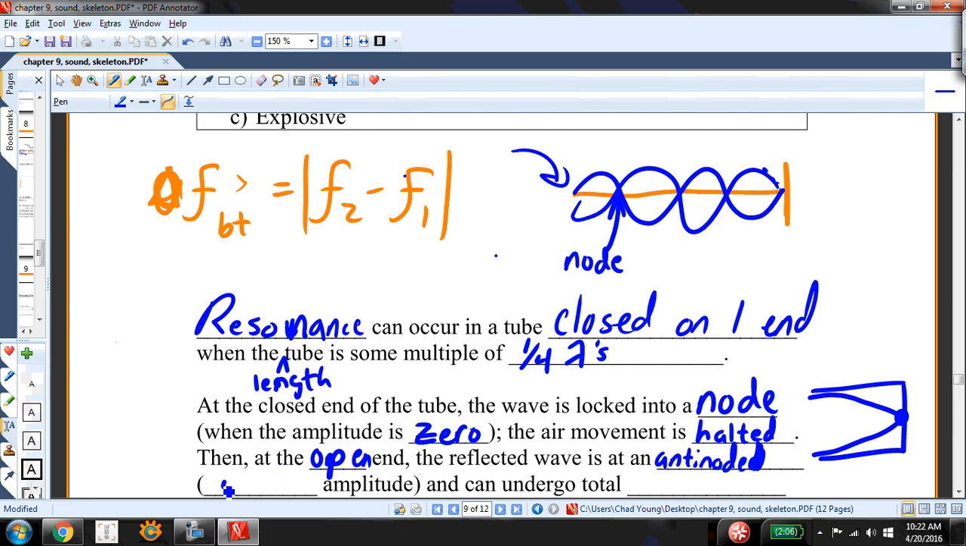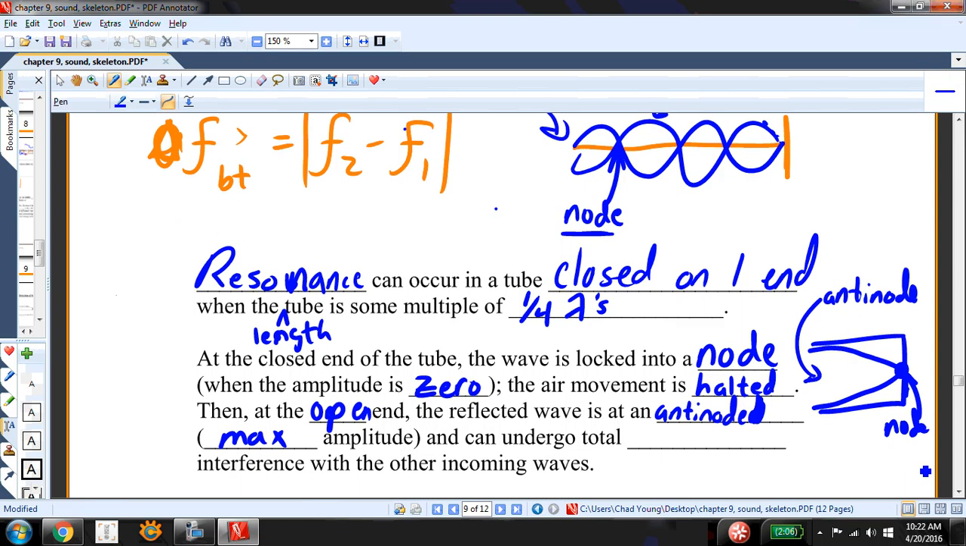That means that I have maximum amplitude. So if this is a node right here, then that means that this is an antinode. And in an open tube, on this end, I have an antinode. That's just the way it is. I have a node at one end, that is the closed end, and then at the opposite end, I have an antinode.